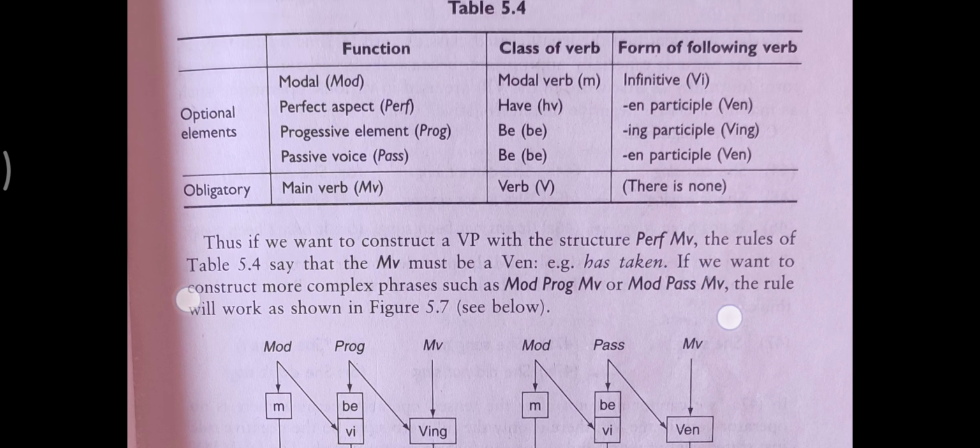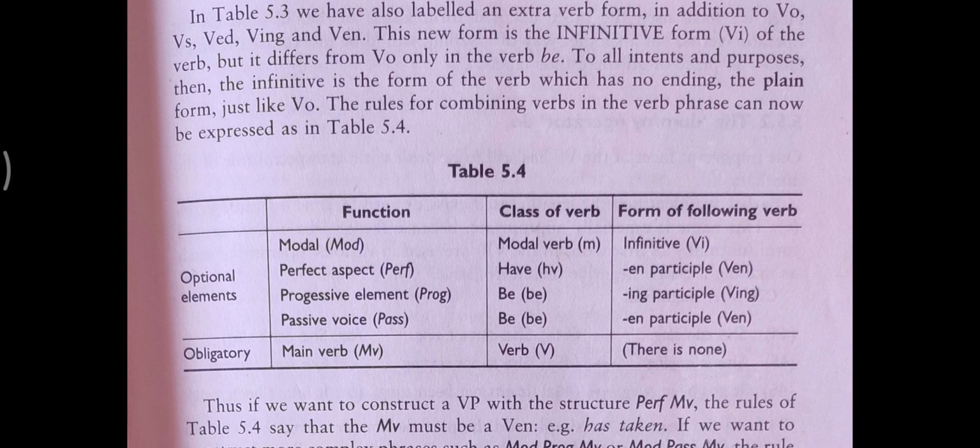So we just need to go through this form. Okay, the new form, infinitive, is an infinitive verb because we don't find anything finite in it. To all intents and purposes, infinitive is the form of the verb which has no ending, and that is what it is, infinitive. It is just like the VO form. See, so like this we can see the class of the verb.